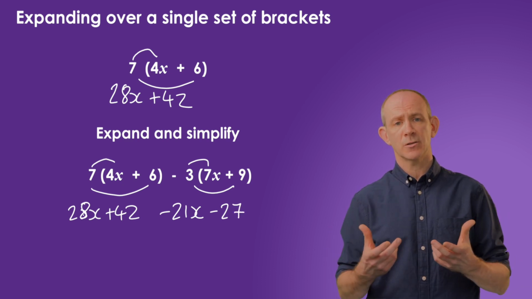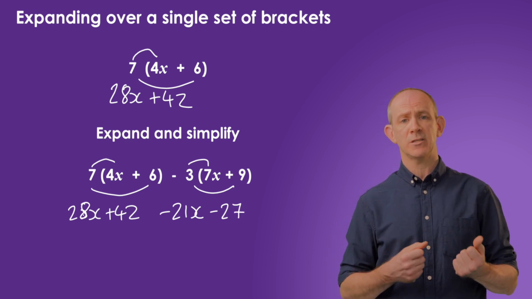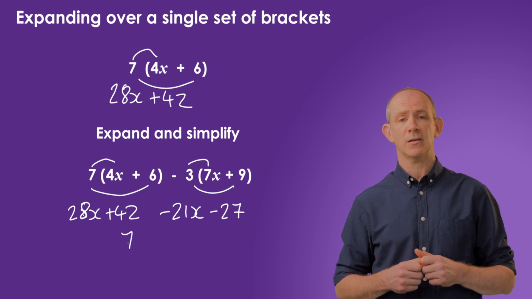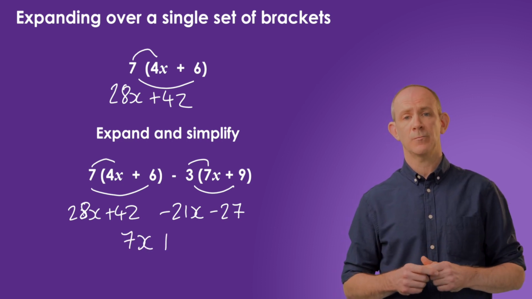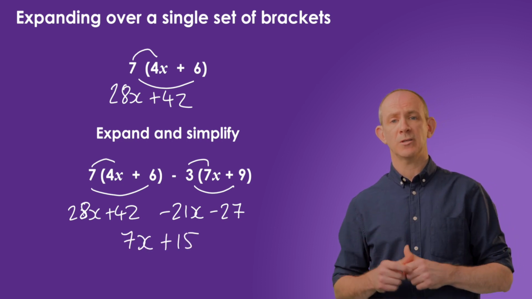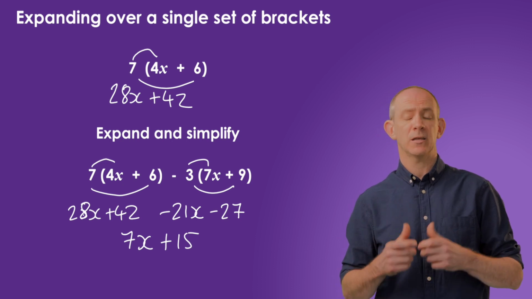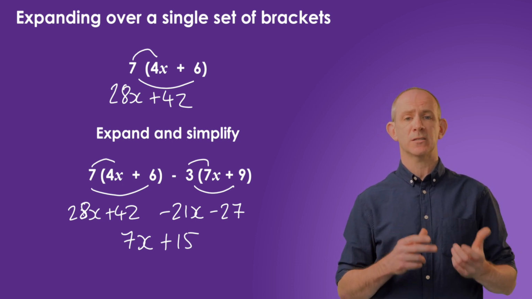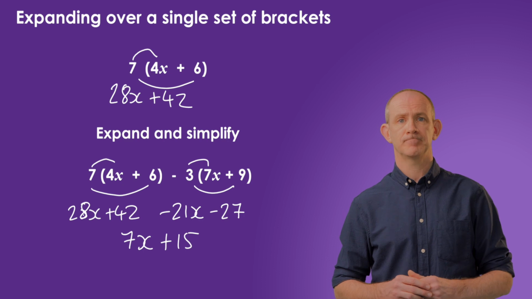Now we have 2 lots of x's here. We can combine those together. 28x take away 21x, which would give us 7x, and 42 take away 27, which would give us 15. And it's still positive 15, so we write it as 7x plus 15.